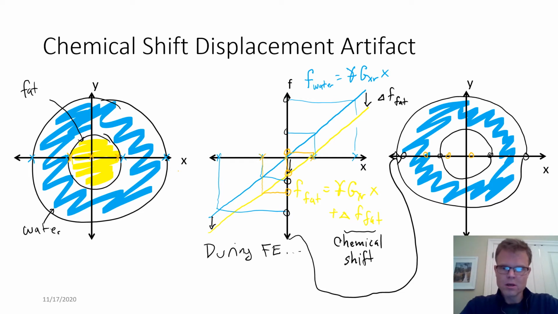So what we're going to see overall is this type of shift, and this is the chemical shift displacement artifact. I can sketch it up here. Some shift in X of the lipid component here.